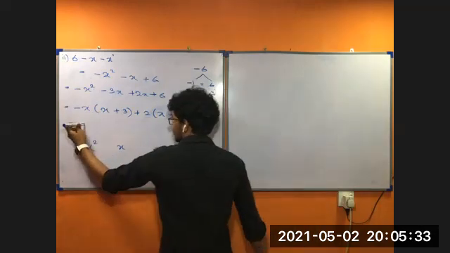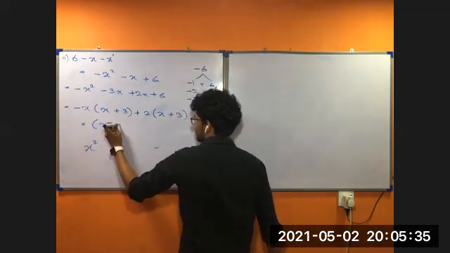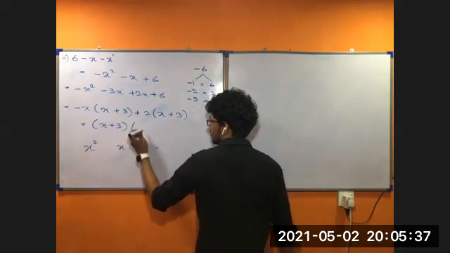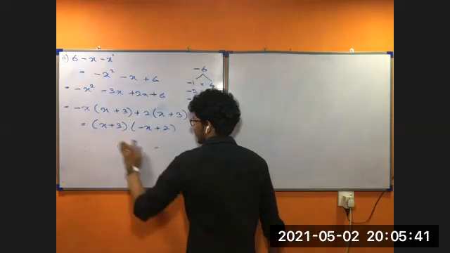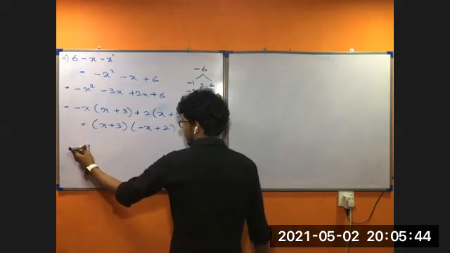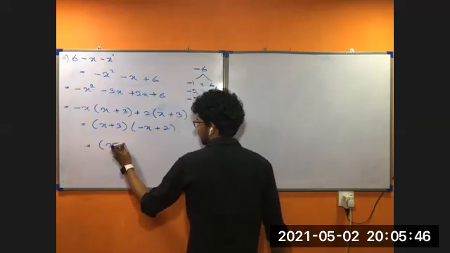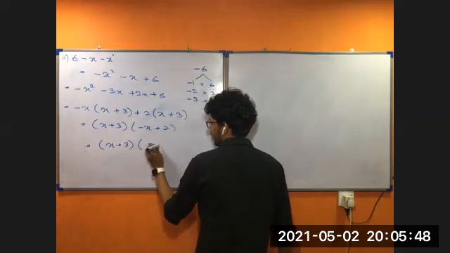Now you're taking x plus 3 outside. So what is remaining? Minus x plus 2, right? So now, if you want, you can change the sides and write x plus 3 times 2 minus x.